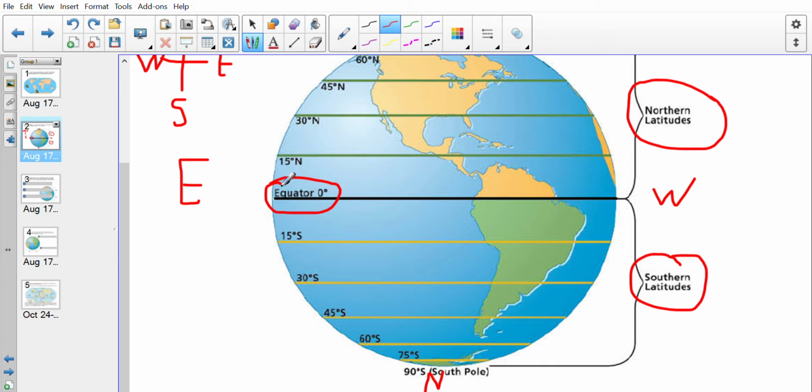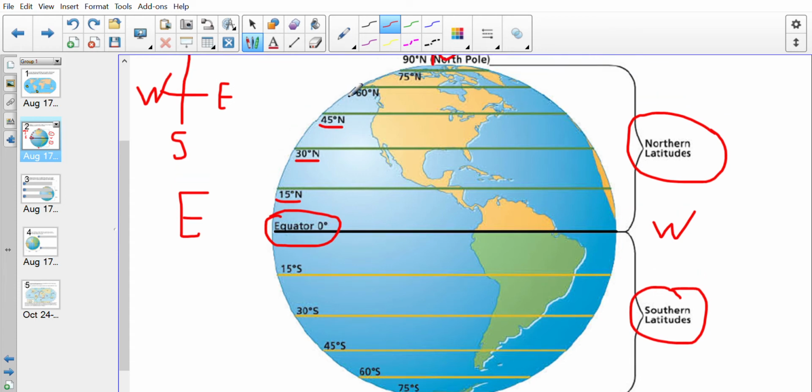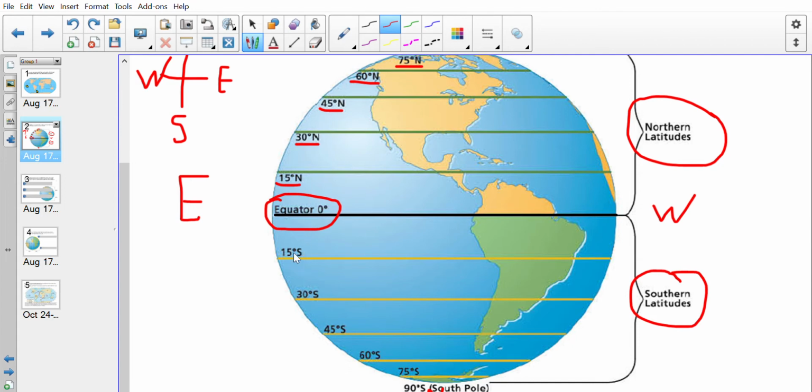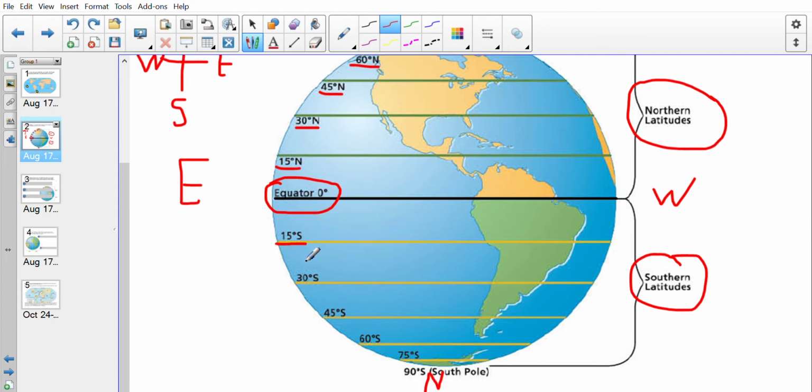So if you notice, it starts at 0 and goes up to 15 degrees north, 30 degrees north, 45 degrees north, 60 degrees north, 75, and 90 degrees north is the highest point north that you can go. If you go south, same thing. There's a line that's 15 degrees, 30 degrees, 45, 60, 75, and 90 degrees south.